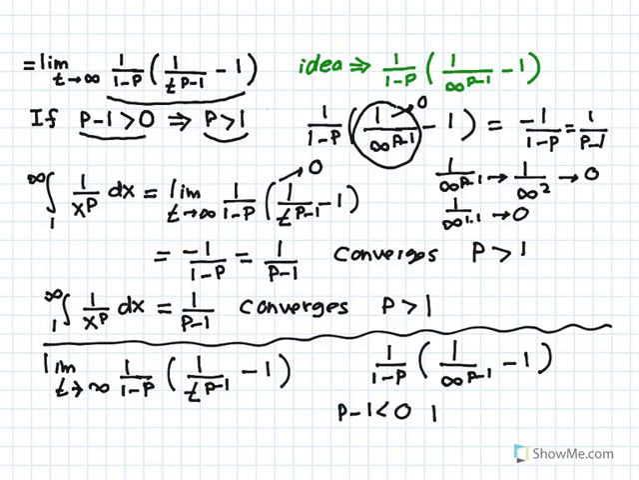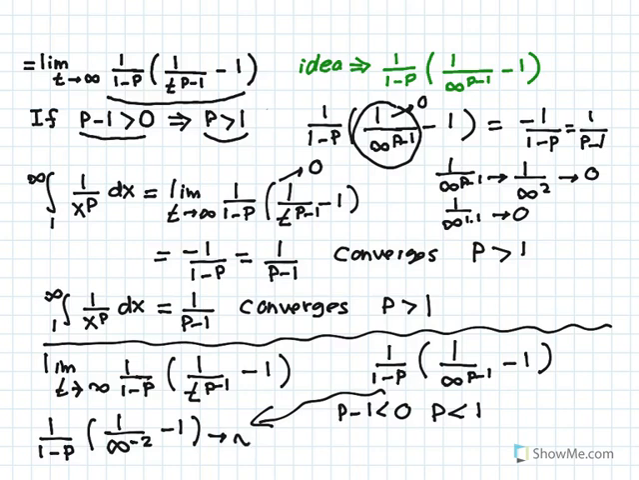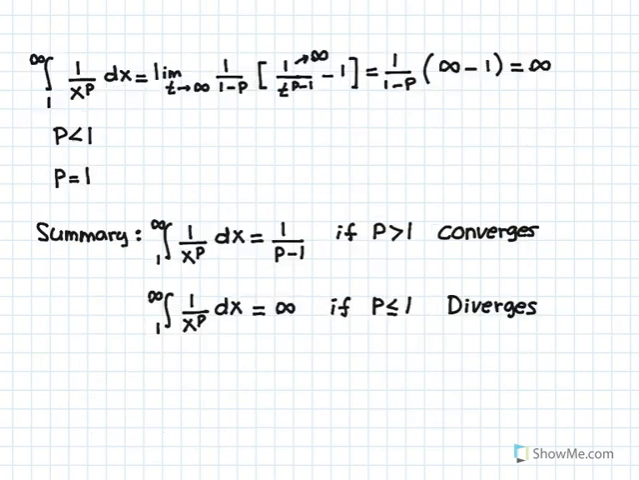That means p is less than 1. So we have something like 1 over 1 minus p times 1 over infinity to the power of, say, minus 2 minus 1. Well, 1 over infinity to the minus 2 is just infinity to the power of 2, so this is going to go to infinity. Let's show that in more depth.